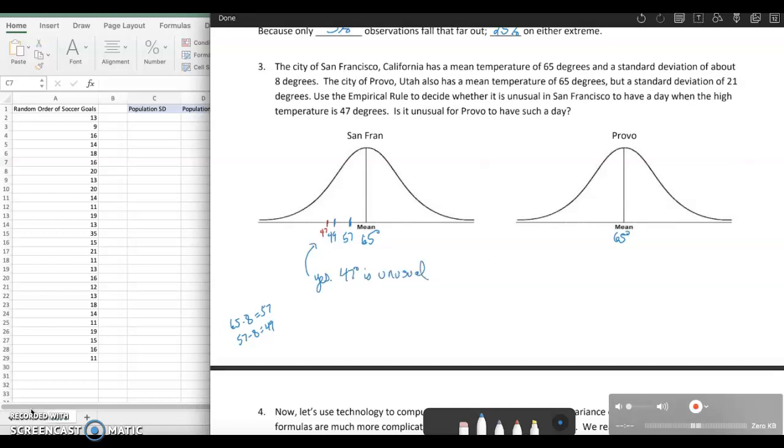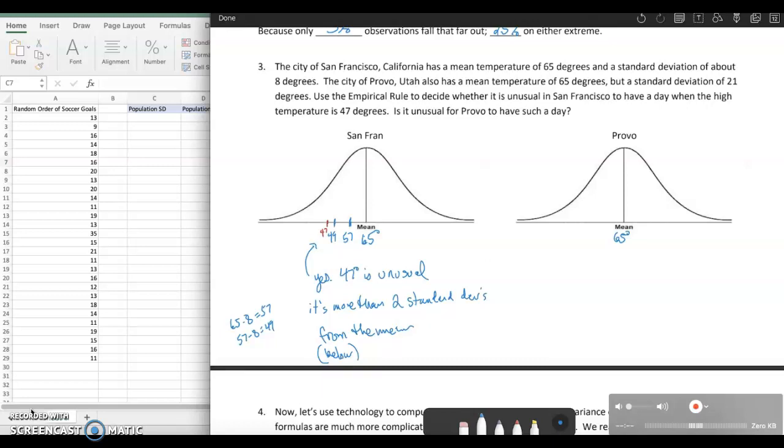For San Francisco, it's more than 2 standard deviations from the mean. Or I could even say below, specifically here. So that would be considered unusual.